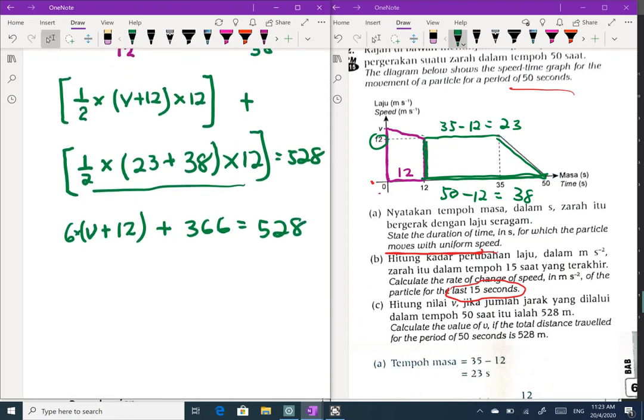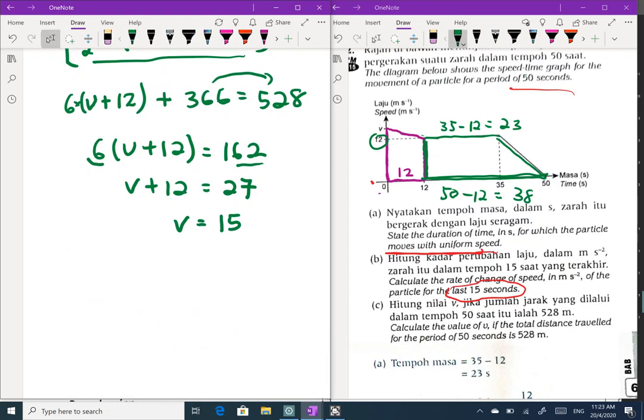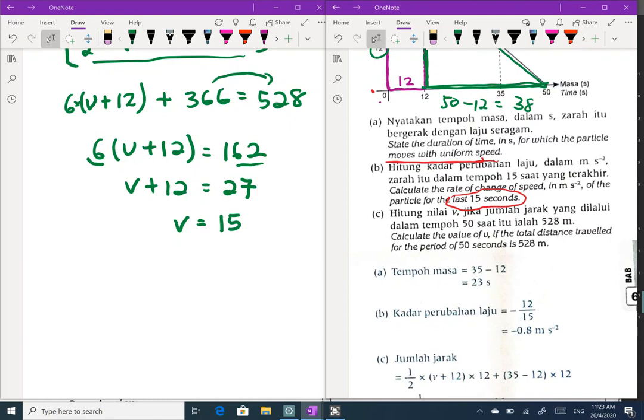Okay, so 6 times V plus 12 equal to 528 minus 366, you get 162. V plus 12 equal to 162 divided by 6, 除6, so you get 27. So V is 27 minus 12, you get 15. So this is the V. Okay, question number 3.